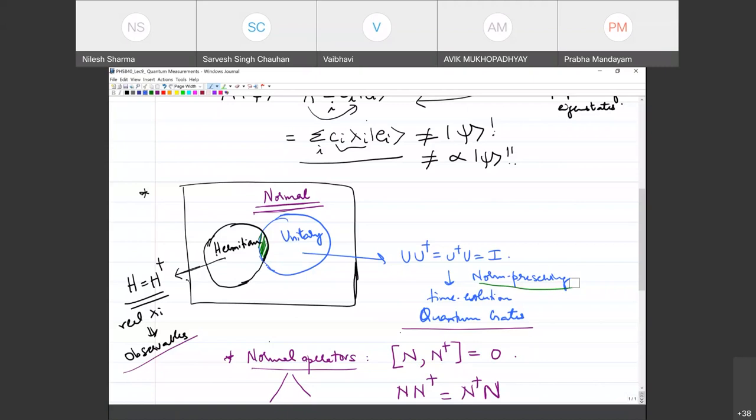Okay, so this was a good question for me to start the lecture with, because I was indeed wanting to show you this picture of these classes of operators that we'll be working with. So now what I want to talk about is this whole question of diagonalizability, and that will naturally lead us to the measurement postulate. So that's what I want to discuss today.